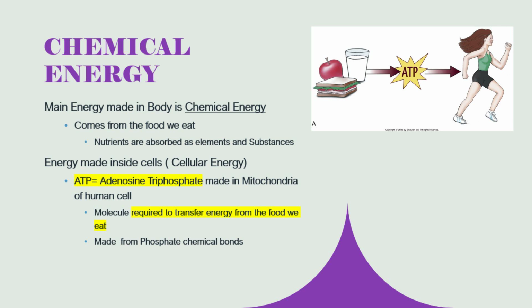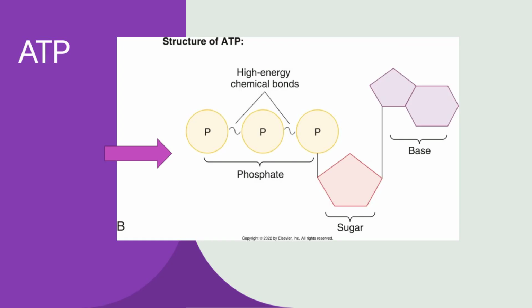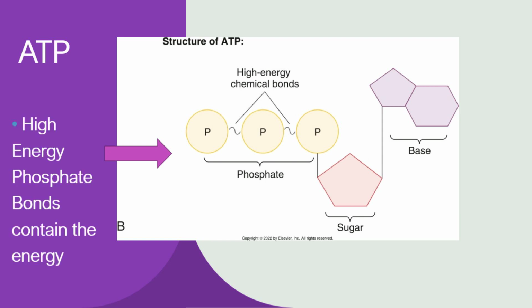ATP is the molecule that is required to transfer energy from the food that we eat. The energy of ATP, or adenosine triphosphate, is made from high-energy phosphate chemical bonds. Here is a diagram of an ATP molecule. Please notice the three phosphate molecules that each are bonded together. These bonds are considered high energy. When these bonds are broken, large amounts of energy are released.